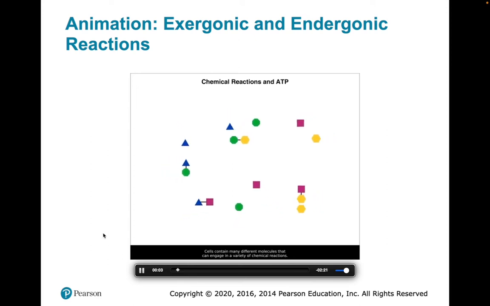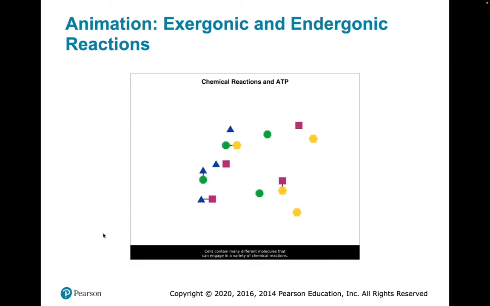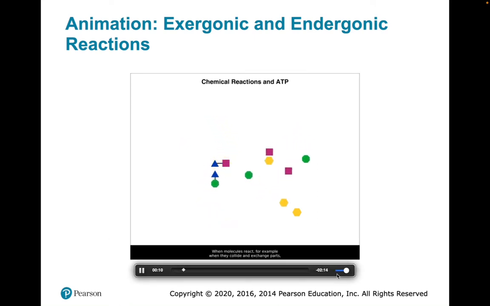Molecules that can engage in a variety of chemical reactions. When molecules react, for example, when they collide and exchange parts, their atoms and bonds are rearranged.